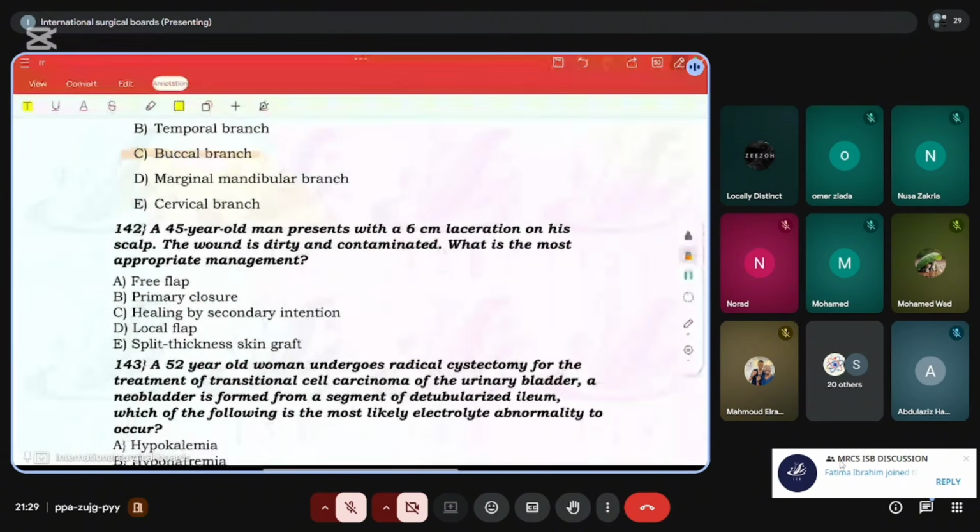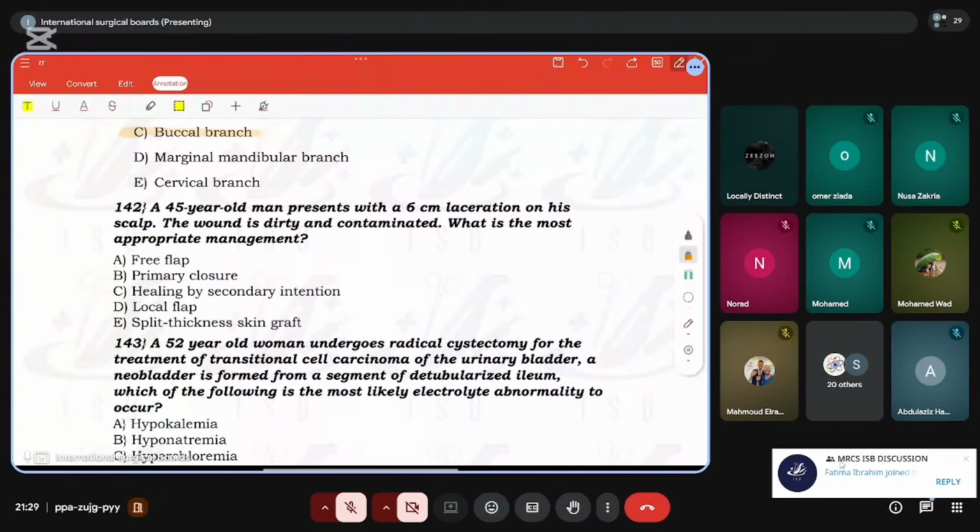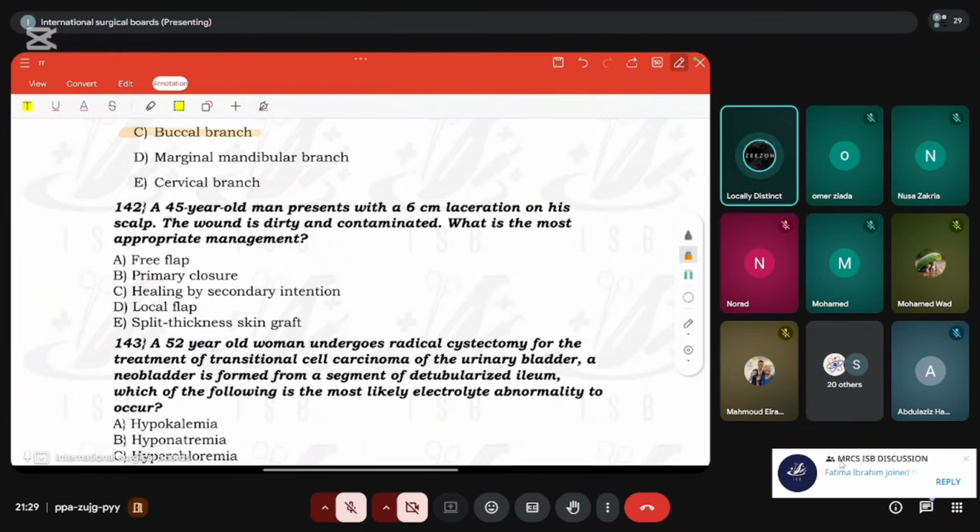Okay, let's see the next one. A 45-year-old presents with a 6-centimeter laceration on his scalp. The wound is dirty and contaminated. What is the most appropriate management? Primary closure?